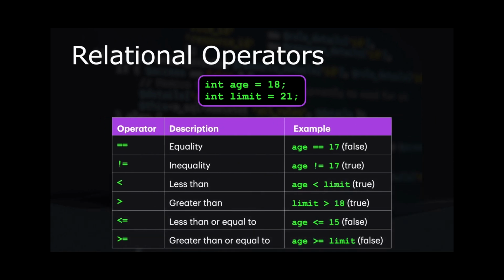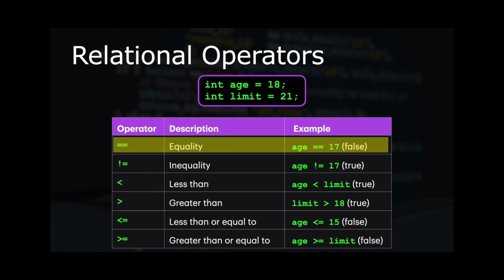The first operator is the equality operator, equals equals. It checks if two values are equal. For example, age is equal to 17, which evaluates to false in this case. This operator leads to a really common beginner mistake, using a single equal sign instead of a double equal sign. A single equal symbol always assigns a value to a variable, and a double equal symbol always checks for equality.